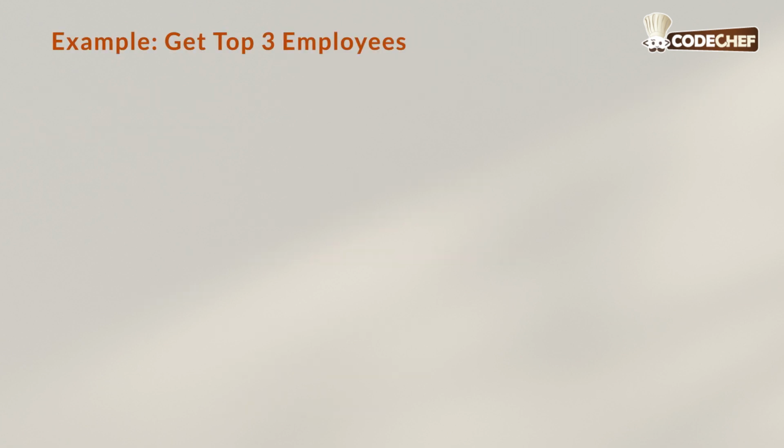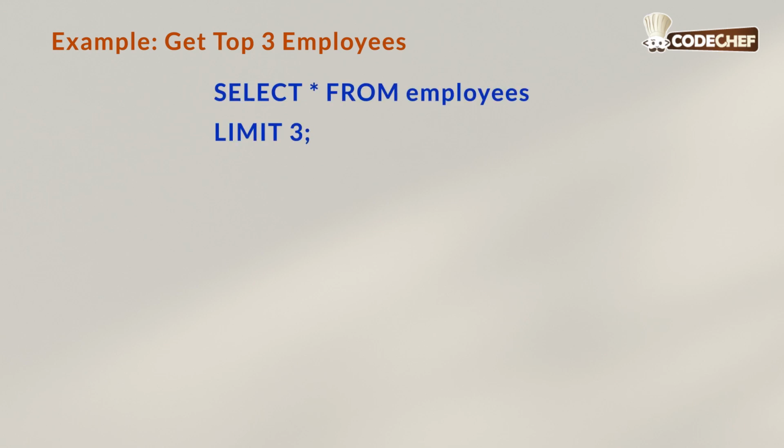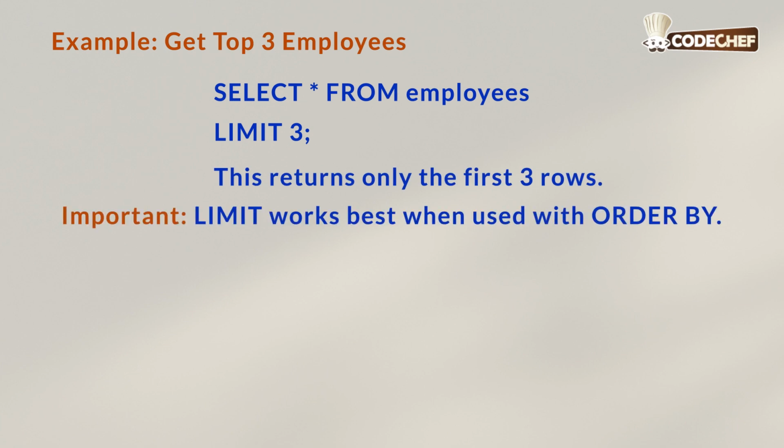For example, let's say we want to get the data for top 3 employees. So we will write select star from employees, limit 3. So this will return only first 3 rows. Now important part is that limit works best when used with order by. This query will give the right output only if the data is already sorted.